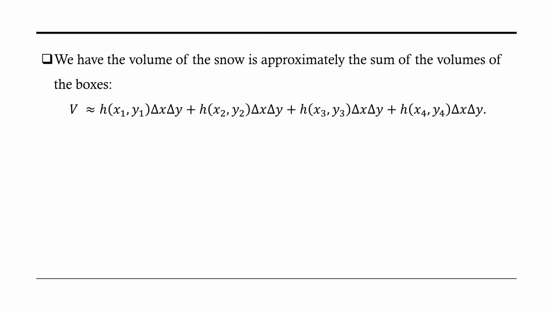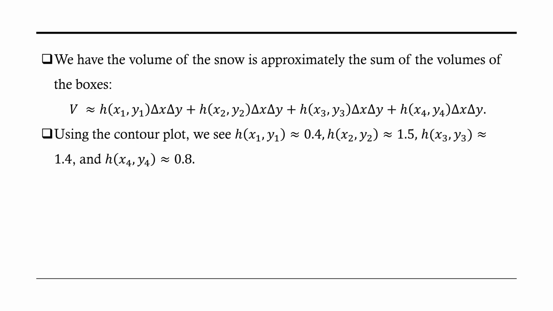And so now the volume of our snow is approximated by the sum of the volumes of those boxes. So V is our volume, and it's approximately the height of the first box, which is h of x1, y1. And then the area of the base of that box is delta x, delta y. And similarly, we add on the volume for the second box, third box, and fourth box, and this gives us our approximation for our volume.